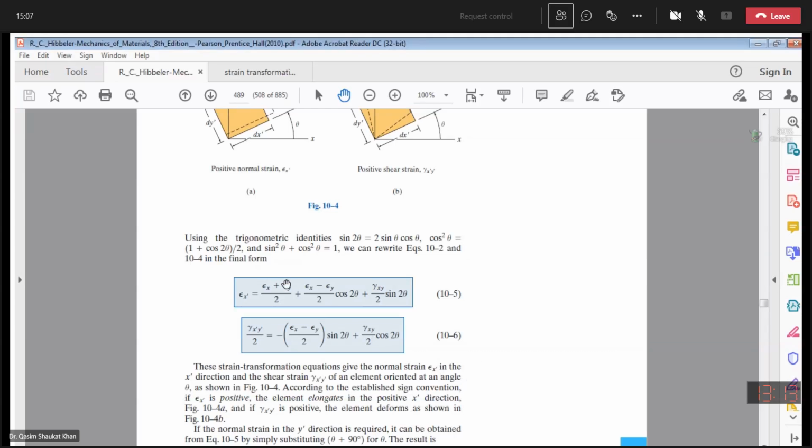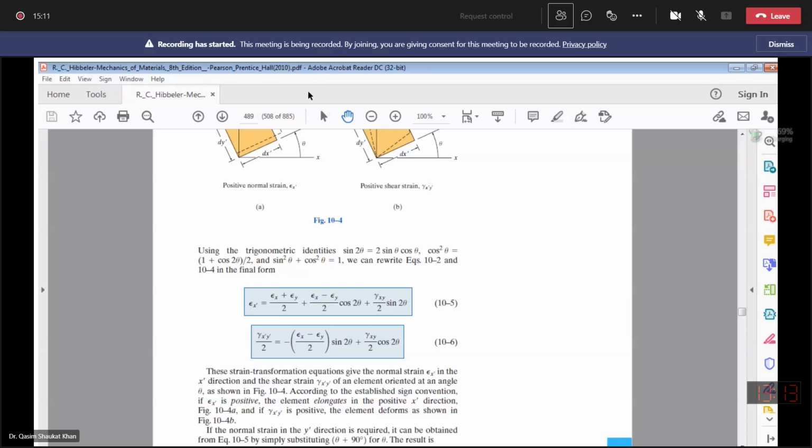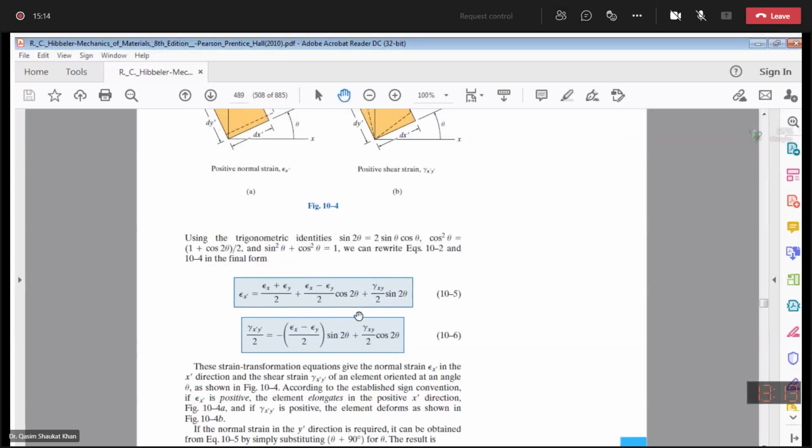So last time we have derived these equations. Epsilon x dash is equal to epsilon x plus epsilon y over 2 plus epsilon x minus epsilon y over 2 cos 2 theta plus gamma xy over 2 sin 2 theta. And your shear strain equation is gamma x dash y dash over 2 is equal to minus epsilon x minus epsilon y over 2 sin 2 theta plus gamma xy over 2 cos 2 theta. These two equations are exactly similar to your stress transformation equations.